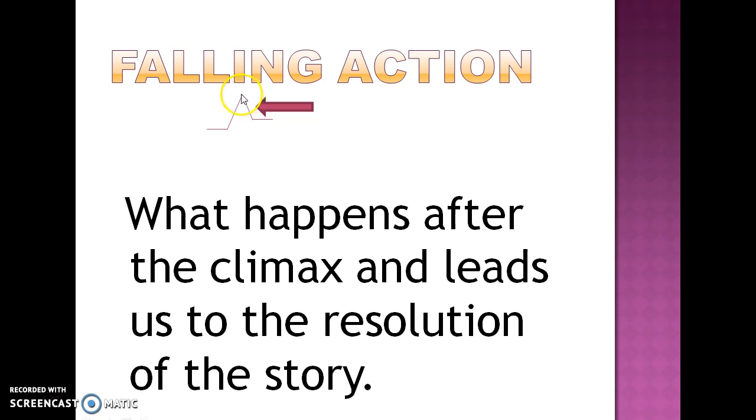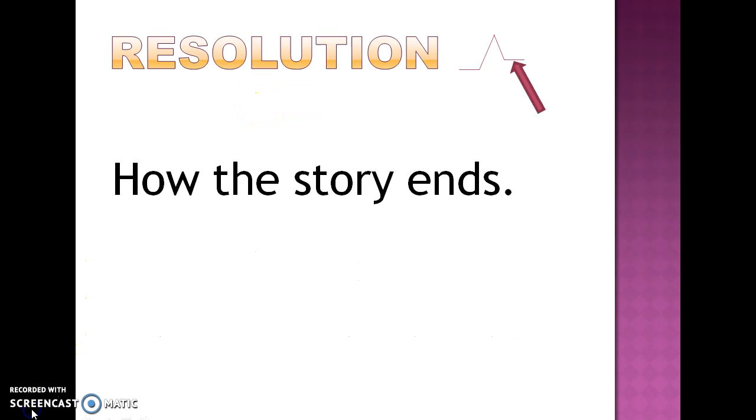Falling action. We're coming down the opposite side of the mountain. This is what happens after the climax leading up to the resolution. The resolution, how the story ends. Literally, what's the last thing that happens in the story?